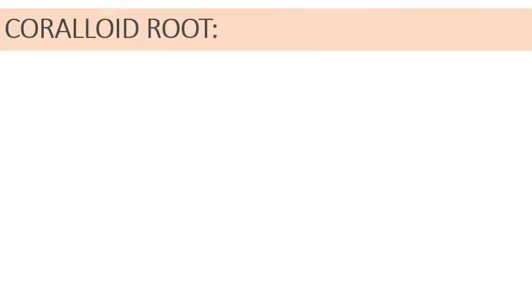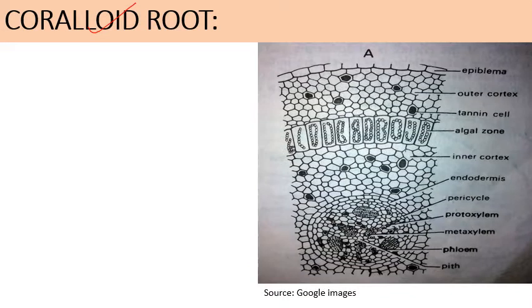Next come coralloid roots. These are a special type of roots found in Cycas. They are inhabited by some blue-green algae or bacteria, which help in nitrogen fixation.